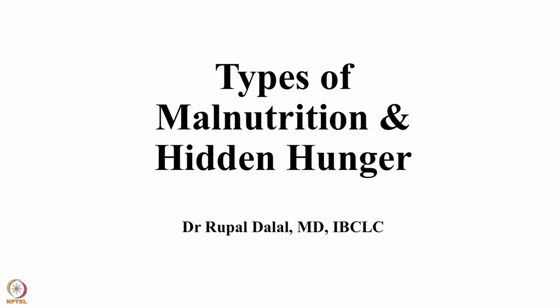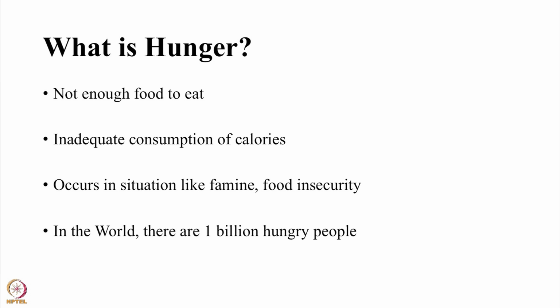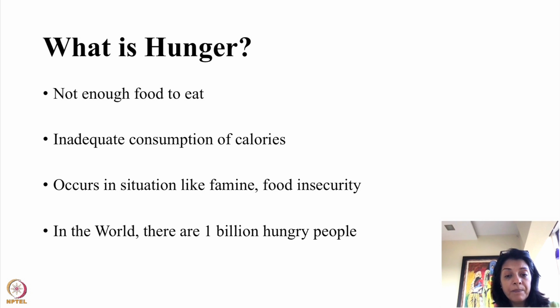So basically, we all know there is hunger, okay? But there is a difference between actual hunger and hidden hunger, okay? Hunger means you don't have food to eat. So when you say that the child is hungry, there is no food to eat for the child.